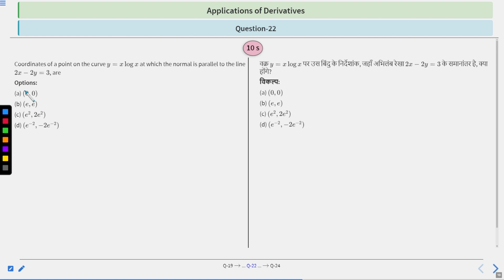Question number 22, which says: coordinates of a point on the curve y = x log x at which the normal is parallel to the line 2x − 2y = 3. So the hint of this question is, see, the coordinates of a point on the curve y = x log x at which normal is parallel to this line.